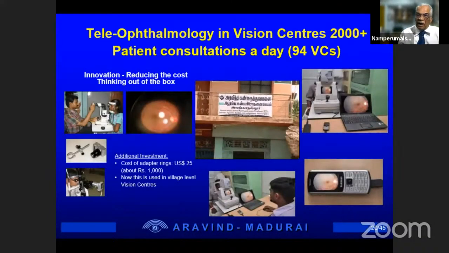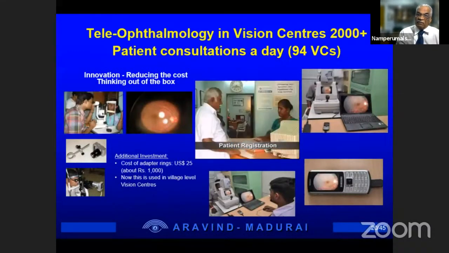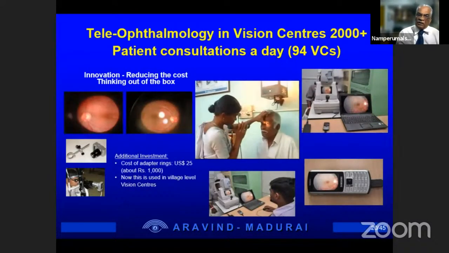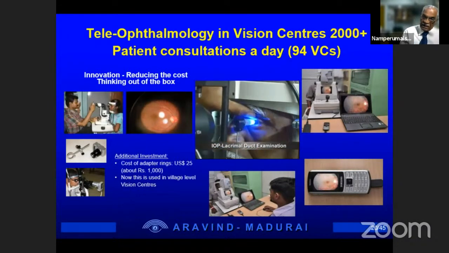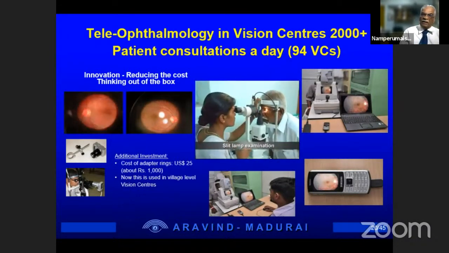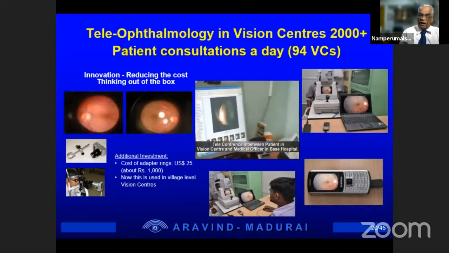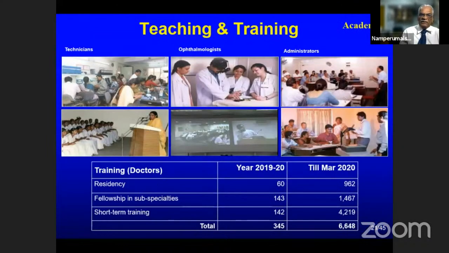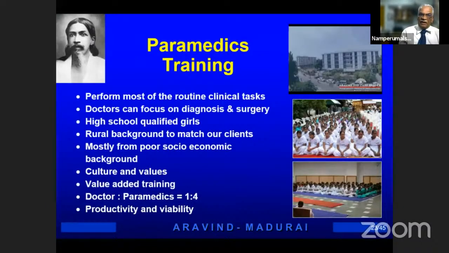But even when those people are not able to come, we have started village vision centers, one for every 50,000 population, with state-of-the-art technology and trained ophthalmic technicians. They see the patients, take all the images, and send them on. Every center has a fundus camera. 94 centers are there. This increases the volume. Training and teaching the residents, affiliated with the universities, increases the resident number. Telemedicine is state of the art. These are all the things.